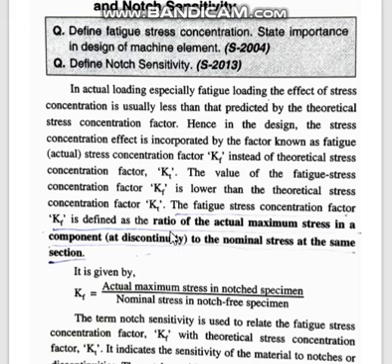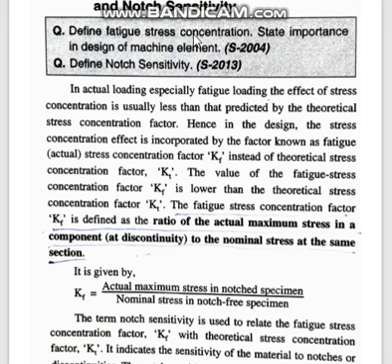It is defined as the ratio of the actual maximum stress in the component at the discontinuity, or in the notched specimen, divided by the nominal stress in the notch-free specimen. Notch or hole or whatever we are saying. Some people may call it notch free or hole free or defect free or discontinuity free, all these things are the same. So this is called the fatigue stress concentration factor.